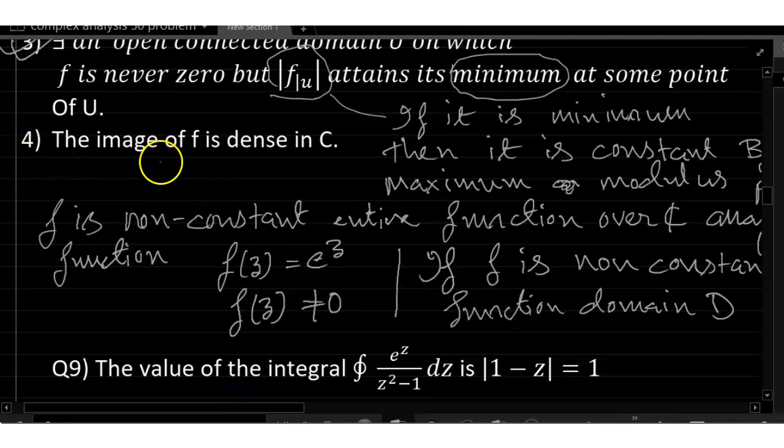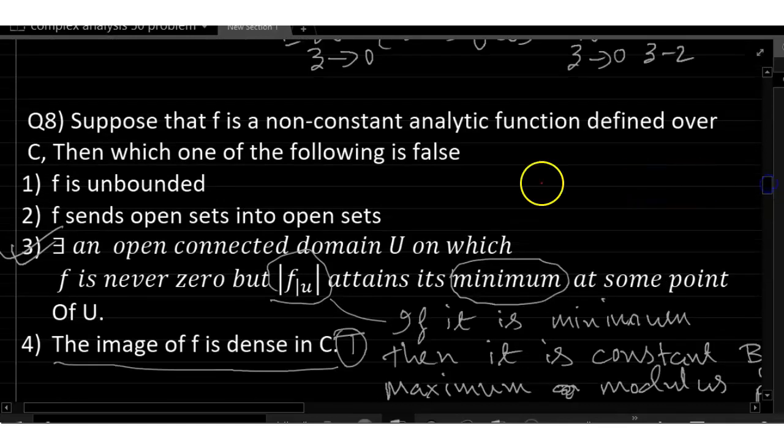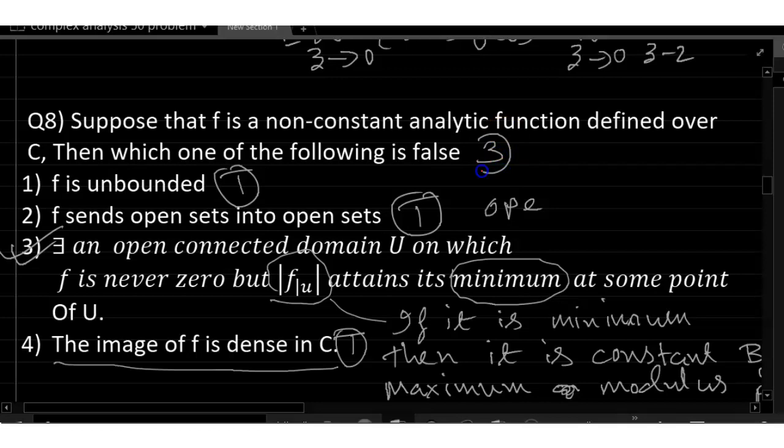So the image of f is dense in C, this is also true, and f is unbounded, this is also true. f sends open sets to open sets, this is also true by the open mapping theorem. So my answer is 3. Option 3 is false because of the open mapping theorem.